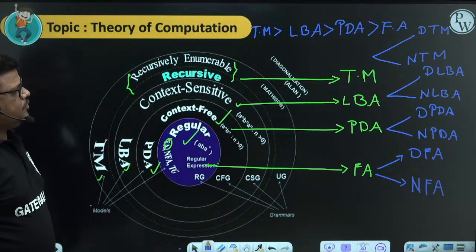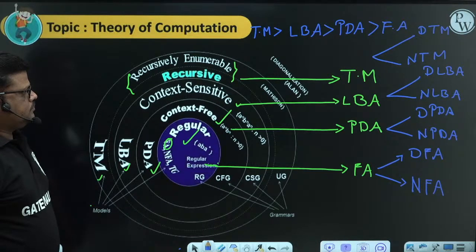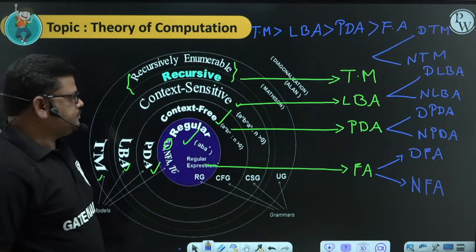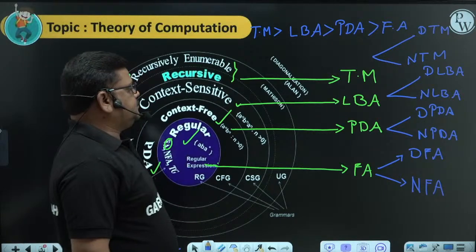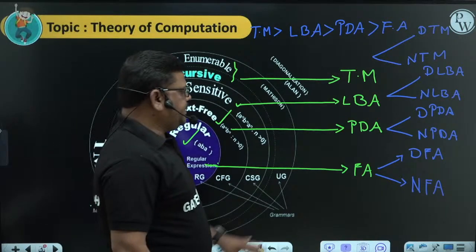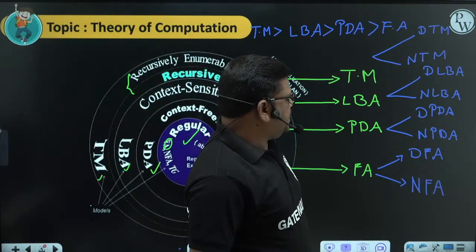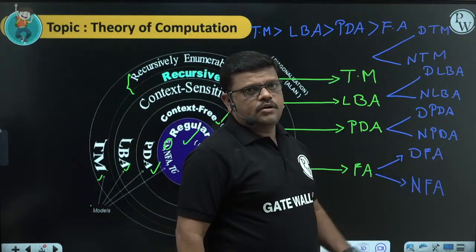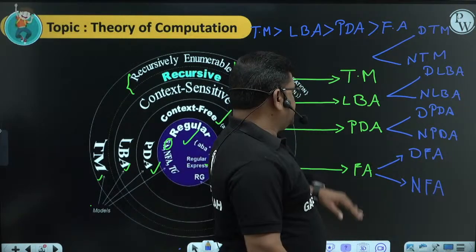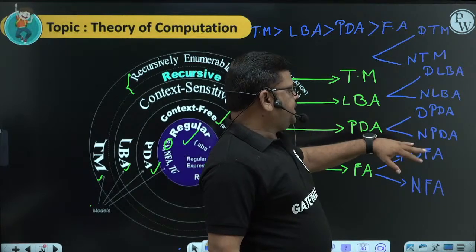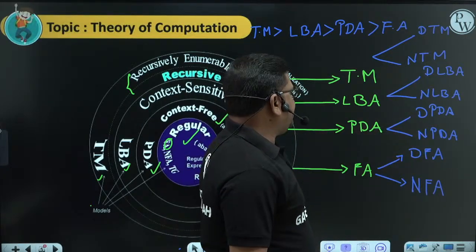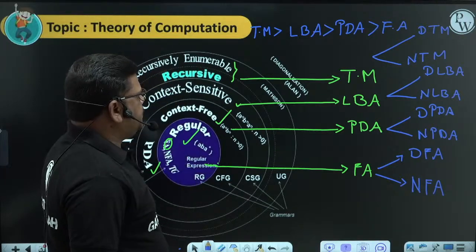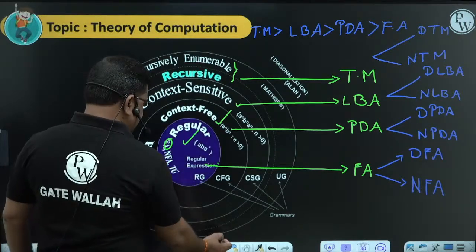The diagram looks very scary, but it is very easy. Like this, every automata is available in two versions: deterministic and non-deterministic finite automata, deterministic PDA and non-deterministic PDA, deterministic LBA and non-deterministic LBA, and for the Turing machine, DTM and NTM.